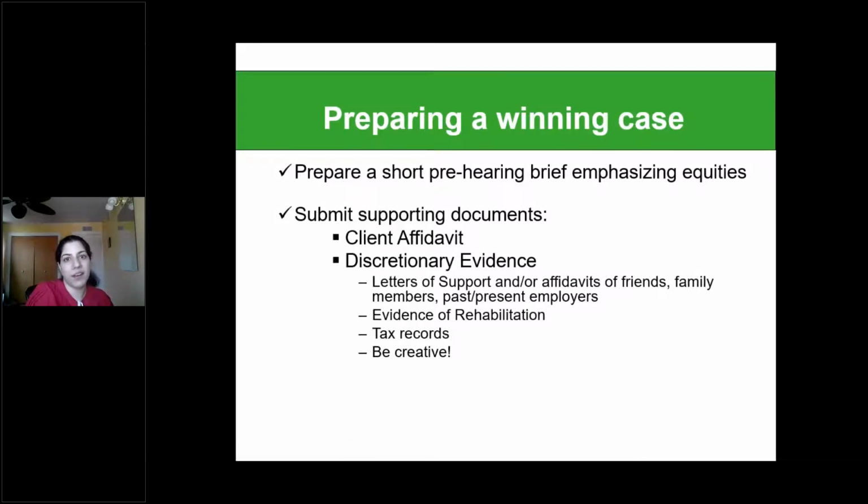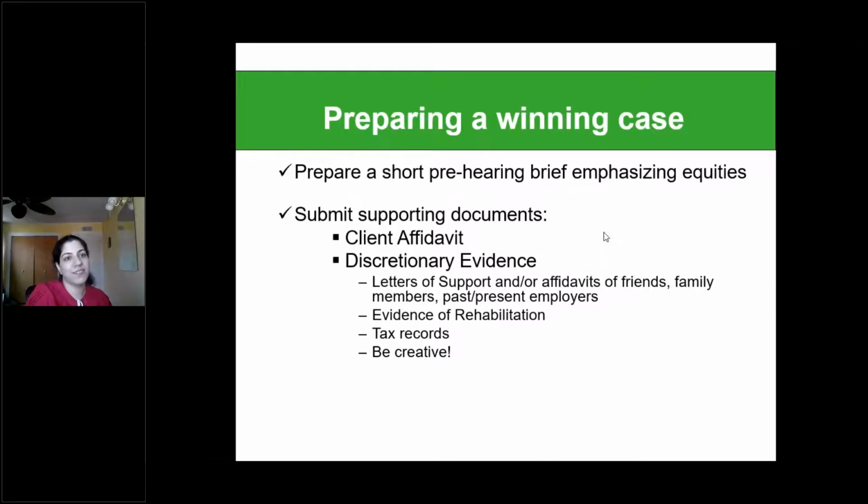And then you want to put together a short pre-hearing brief. Generally, our LPR cancellation briefs are between 7 to 10 pages, nothing super long. And you want to make sure that you're emphasizing the positive discretionary factors and how those outweigh the negatives. You also want to put together an index of supporting documents.